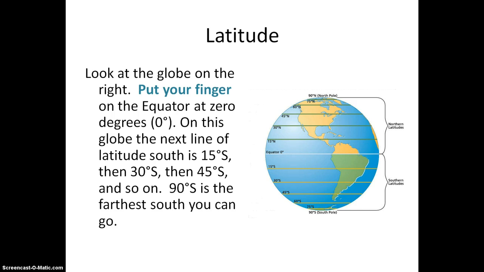Look at the globe on the right. Put your finger on the equator at 0 degrees. On this globe, the next line of latitude south is 15 degrees south. Then 30 degrees south, 45 degrees south, and so on. 90 degrees south is the farthest south you can go. 90 degrees south is also the South Pole.